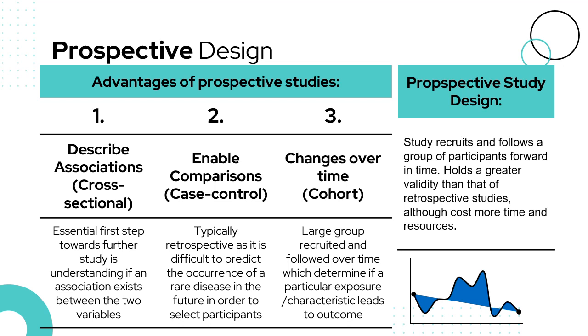And then we have our changes over time, so our cohort groups, which are a large group that's recruited and followed over time, and it determines if the particular exposure or characteristic leads to an outcome. Now, this gets us a lot closer to our causal ability. We're still looking at association, but it's stronger than a cross-sectional study, right? We can account for different things that go on. Realistically, what we need for causal determination is something like a randomized control study. However, a cohort is the next best thing.